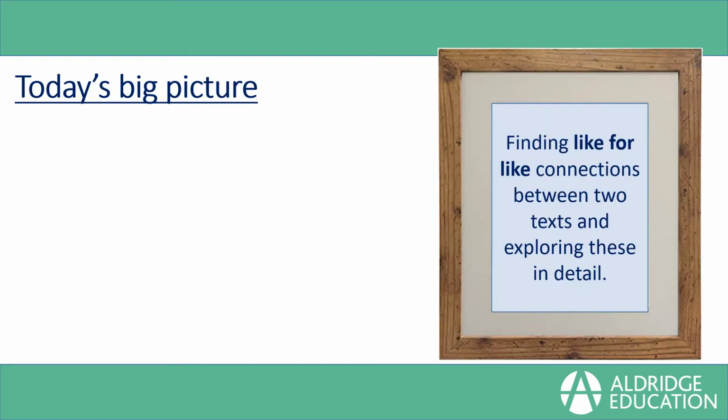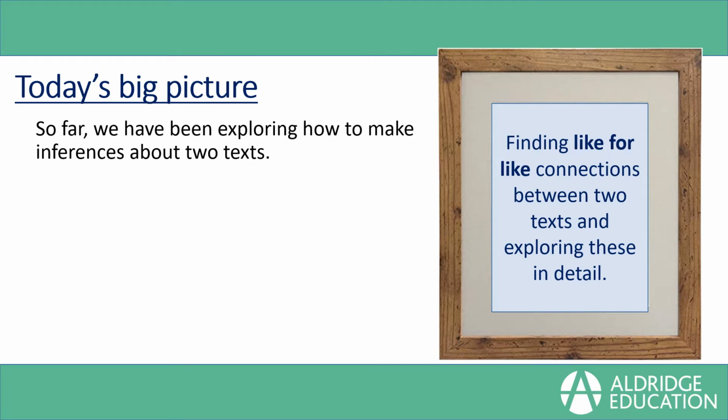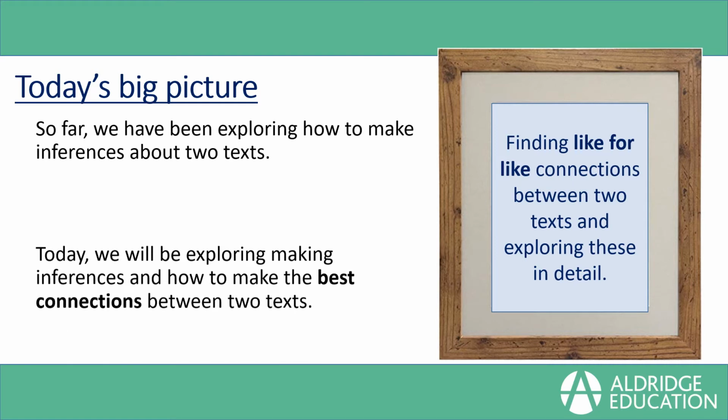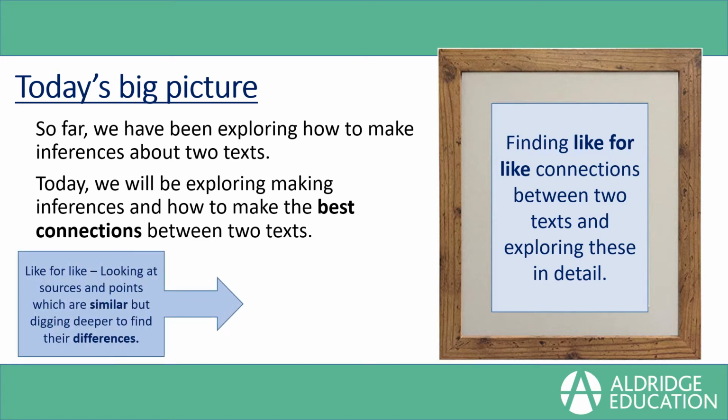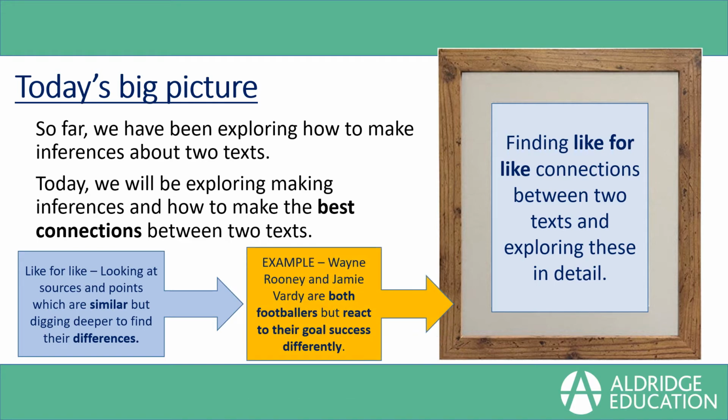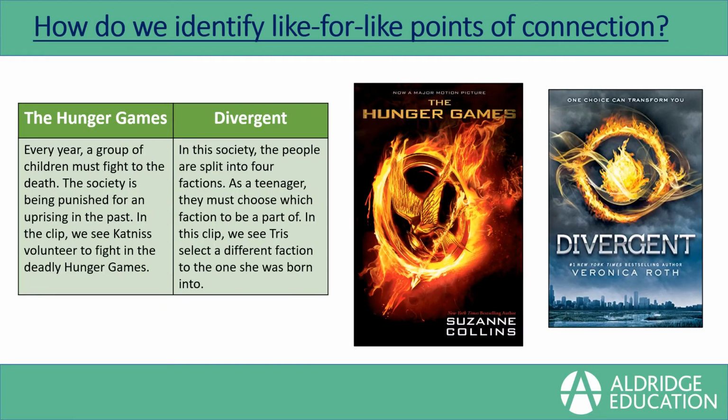So today's big picture is that we're going to be finding like-for-like connections between two texts and exploring these in detail. So far we've just been exploring how to make inferences about two texts. Today we're going to be exploring making the best inferences and making the best connections between two texts. So we're going to be looking at similar sources, but digging deeper to find those differences. For example, Wayne Rooney and Jamie Vardy are both footballers, but they react to their goal success differently.